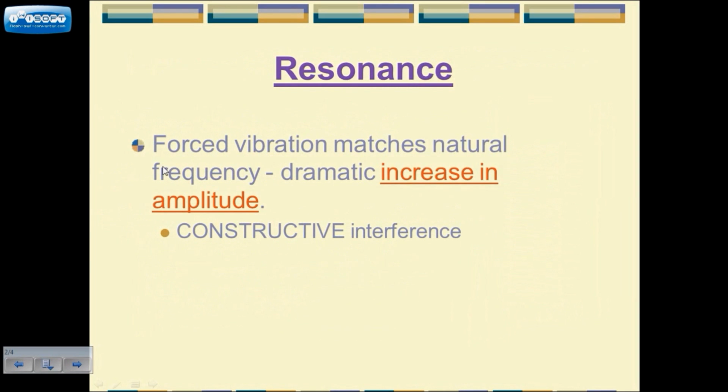So going back, the definition is forced vibration that matches natural frequency, creating an increase in amplitude. So we're forcing something to vibrate so that it matches the natural frequency, so what it wants to vibrate at, causing a much louder sound.